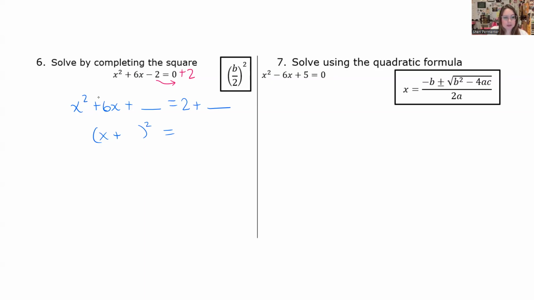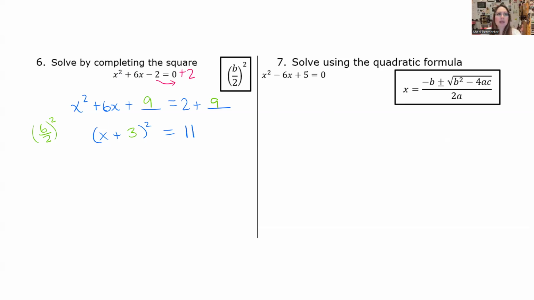6. So I'm going to do 6 divided by 2, squared. What's 6 divided by 2? 3. What's in parentheses will stay in parentheses. So I get 3. And then I work my way up. What's 3 squared? That goes in that blank. What you add to one side, you have to add to the other. What is 9 plus 2?